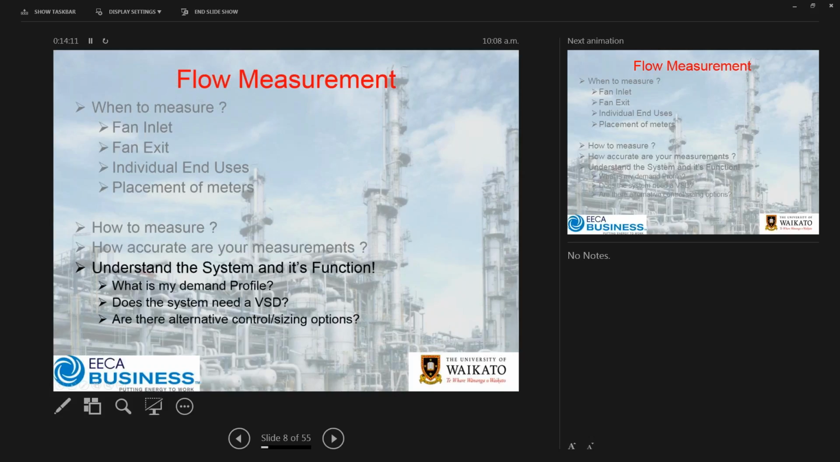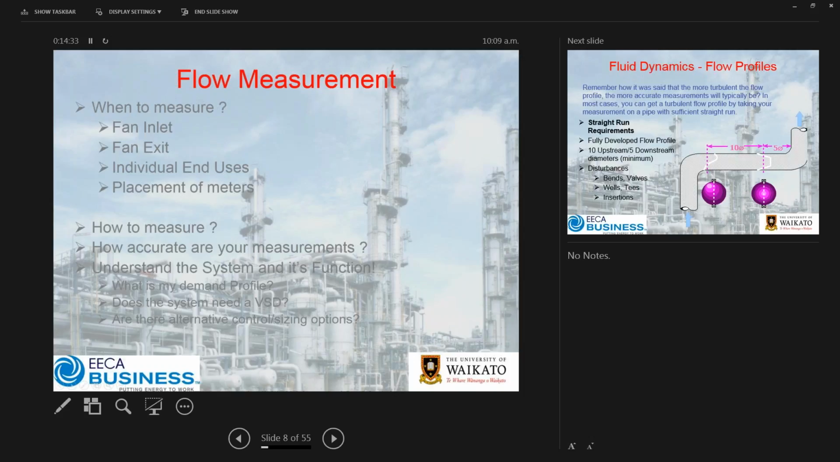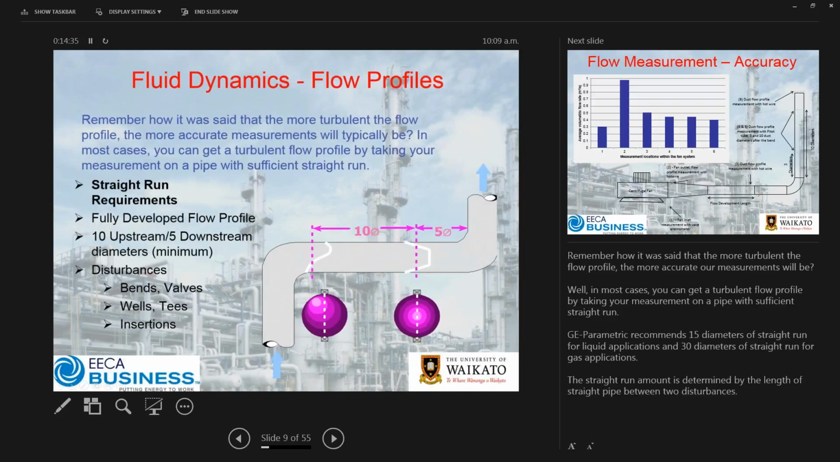Now, the other thing you need to do is understand the system and its function. As we said, you might need to take a few more measurements, understanding and capturing your demand profile fully. Is the system currently run with a VSD, or perhaps will it need a VSD? Are there alternatives to controlling and sizing the system? Is the flow actually fairly steady, or is it varying a lot? Understand what it is that you need to capture.